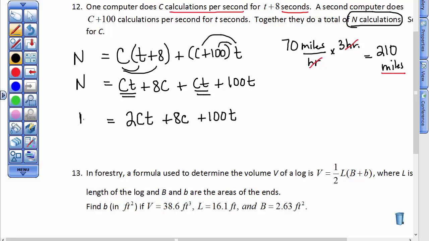I'm going to go ahead now and just write the final answer. I'm going to bring the 8c and the 100t over here, so I'm going to transpose those. I'm just going to write that as a minus 8c and a minus 100t. Now that equals 2 times c times t, and I want to solve for c, so I'll divide both sides by 2t. So I'll divide all of this by 2t, and this is my answer over here.